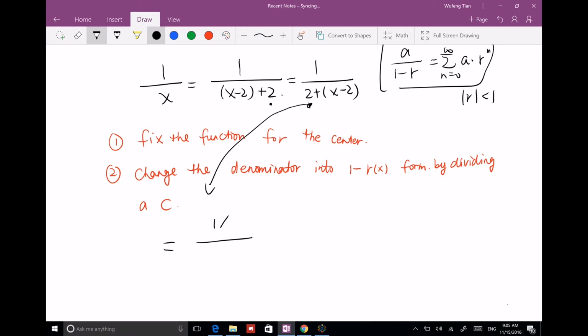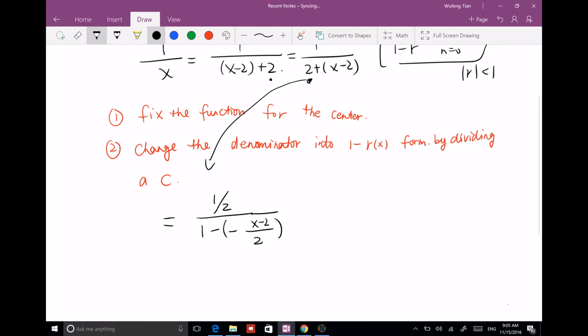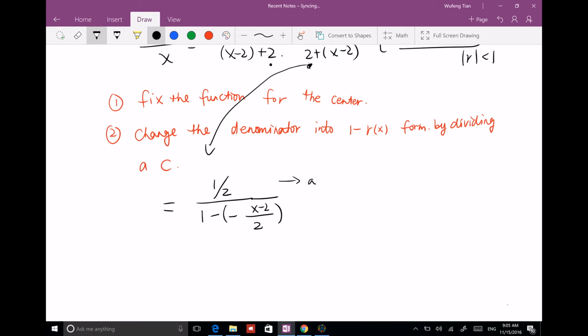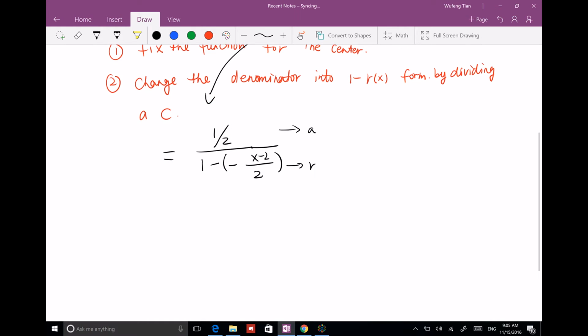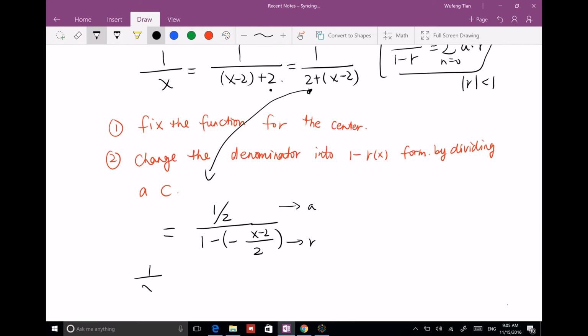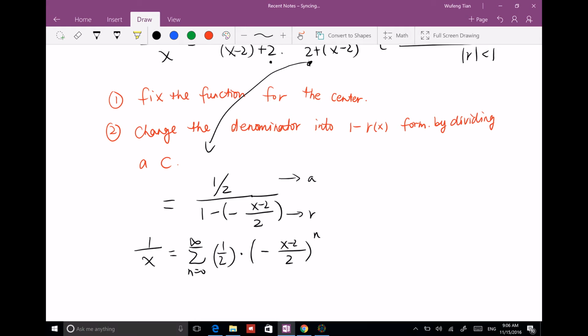So it's 1 over 2. 2 over 2 is 1. Minus plus is minus, it's minus minus, divided by 2 as well. Okay, and then I have the form. This is a and this is r. And then this 1 over x will equal the sum from n equals 0 to infinity, where a is 1/2, times negative (x minus 2) over 2, to the power n. Okay, so that's it.